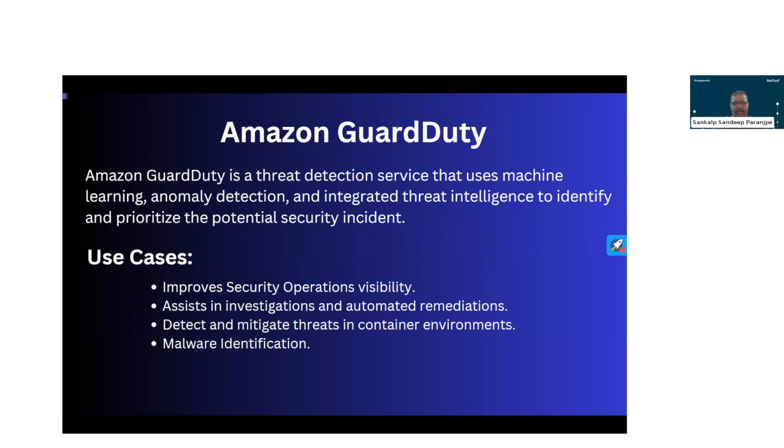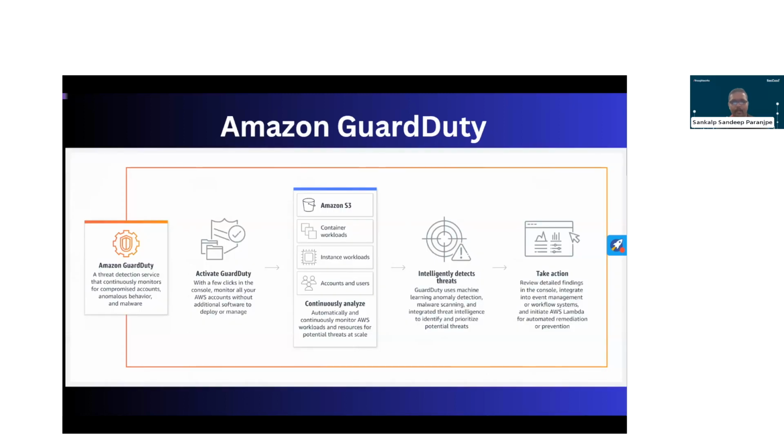Then detecting and mitigating threats in container environments, as we talked about. Then malware identification. This is the official diagram from Amazon's website. How it works is that we have to activate Amazon GuardDuty. Then GuardDuty will analyze the logs from S3, logs from container workloads, logs from EC2 instances, logs from every VPC, and EKS control plane logs. It will analyze your logs and intelligently detect the threat, and these threats will be sent to some other services for remediation.